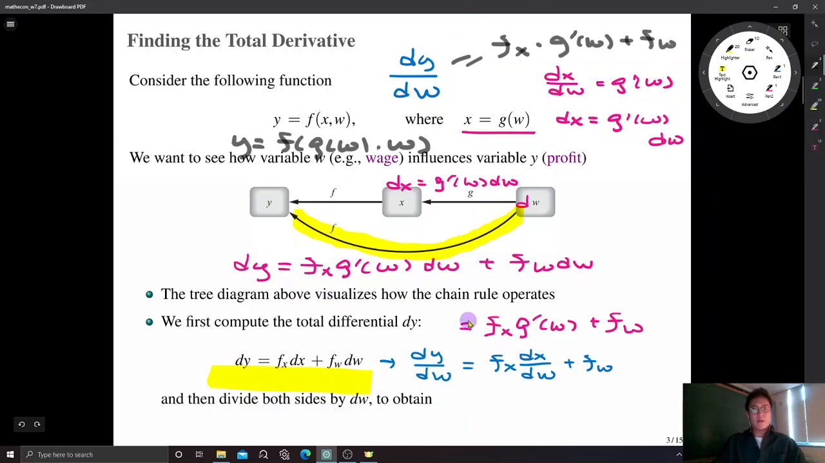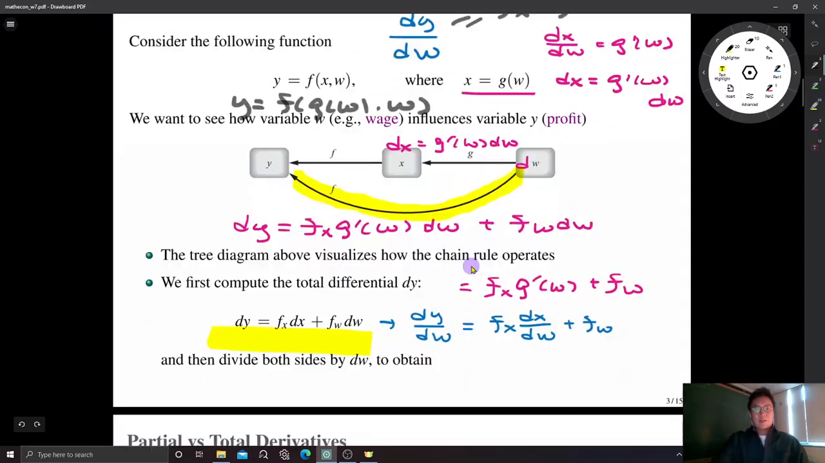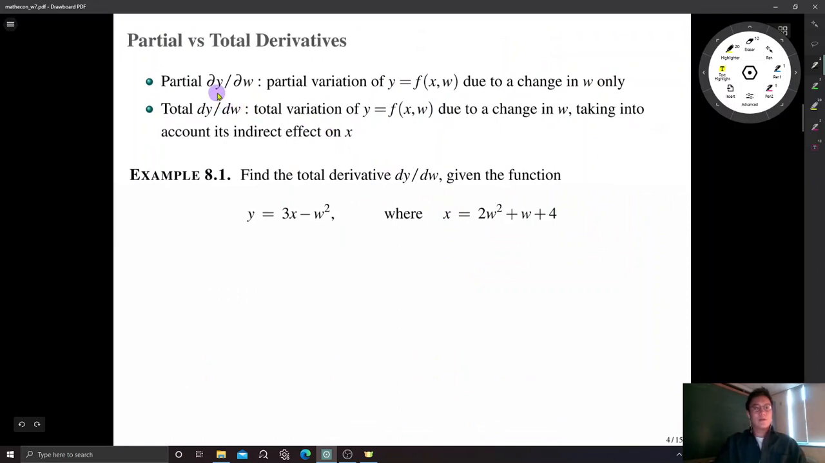So it does not matter whether we start with a substitution, making the original function a single variable function and using the chain rule to obtain the total derivative like this. Or we can start by computing the total differential, and then dividing by dw to obtain dy over dw, the desired total derivative, because the result is the same regardless.